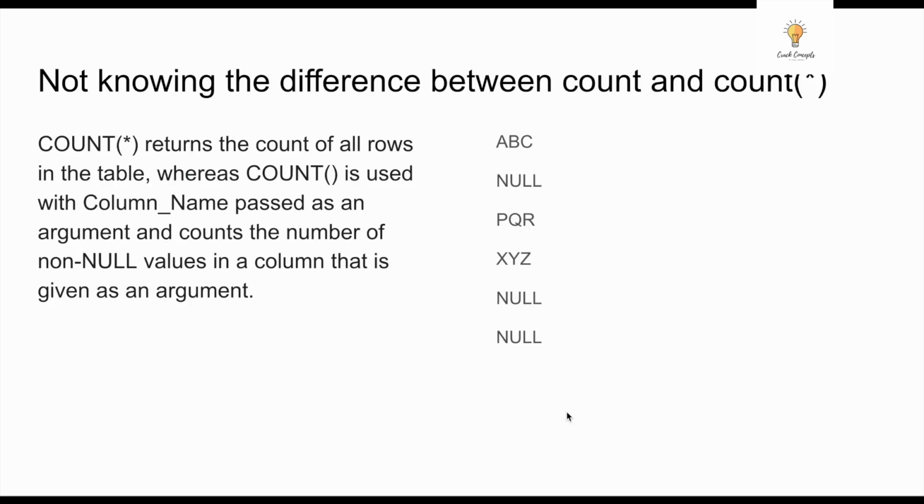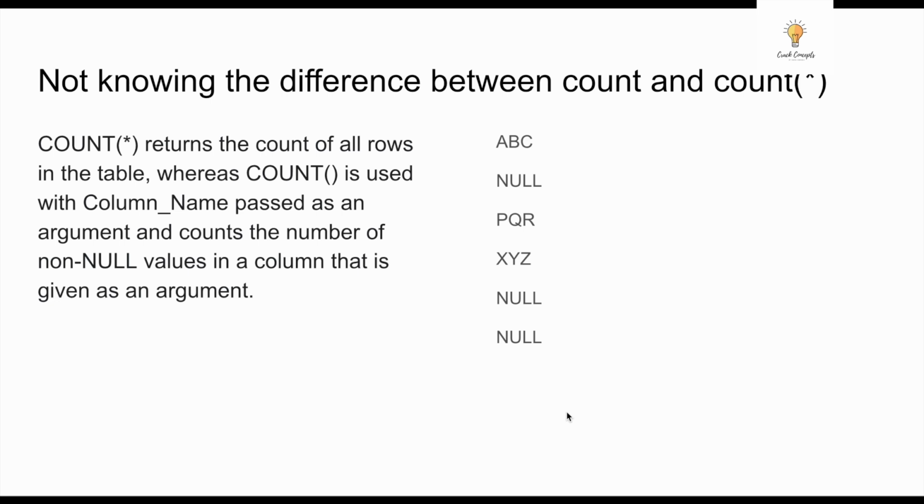The next mistake that people usually make is they do not know the difference between count and count star. When I say count, I mean count of any particular column, and count star. What is the difference between the two? Count star returns the count of all the rows in the table regardless of nulls present in that particular column. So even if there are nulls in the column, it will count them. But when you write count and a particular column, it will only return the number of rows that have values in it.